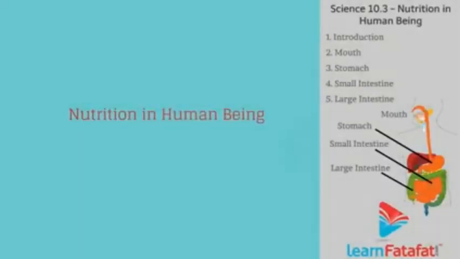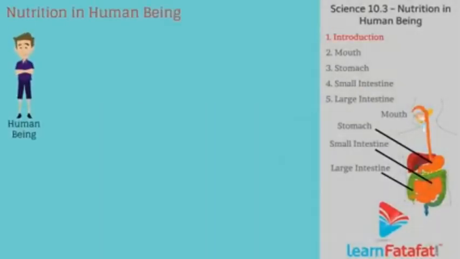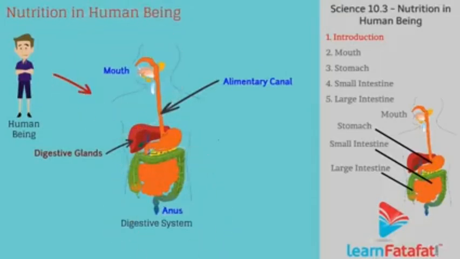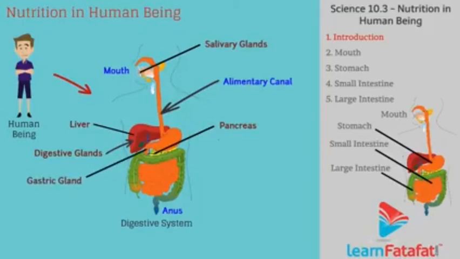Nutrition in human beings. Nutrition in human beings takes place with the help of the digestive system, which includes the alimentary canal and digestive glands. The alimentary canal is a long tube-like structure extending from mouth to anus. Digestive glands include the salivary glands, liver, pancreas, and gastric glands.